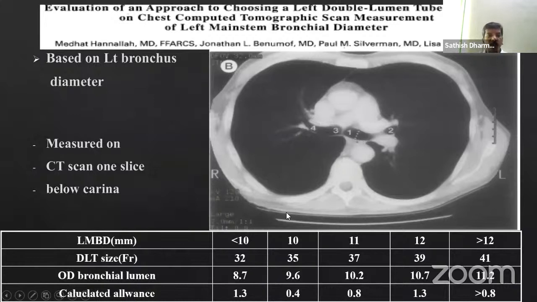So if it is less than 10 millimeter, then use 32. If it is 10 millimeter, 35; 11, 37; and 12, 39; and more than 12, 41 French respectively. This is very important because sometimes when you use a very small size in a bigger bronchial diameter, malposition and the tube coming into the carina or into the trachea is more common. So you have to use an appropriate tube when you select it.